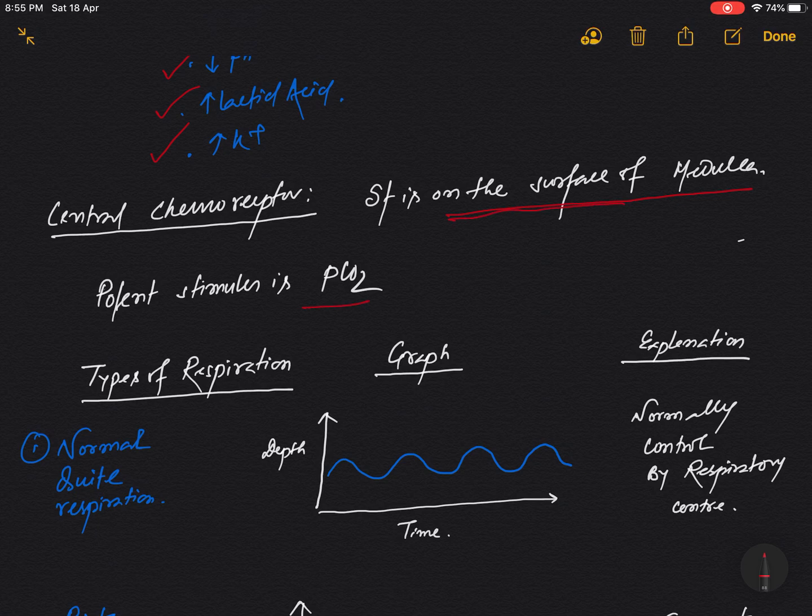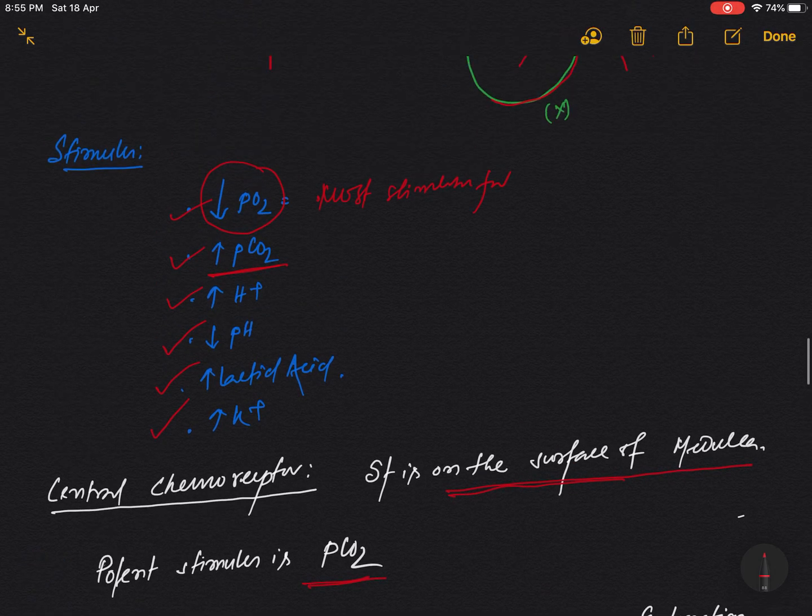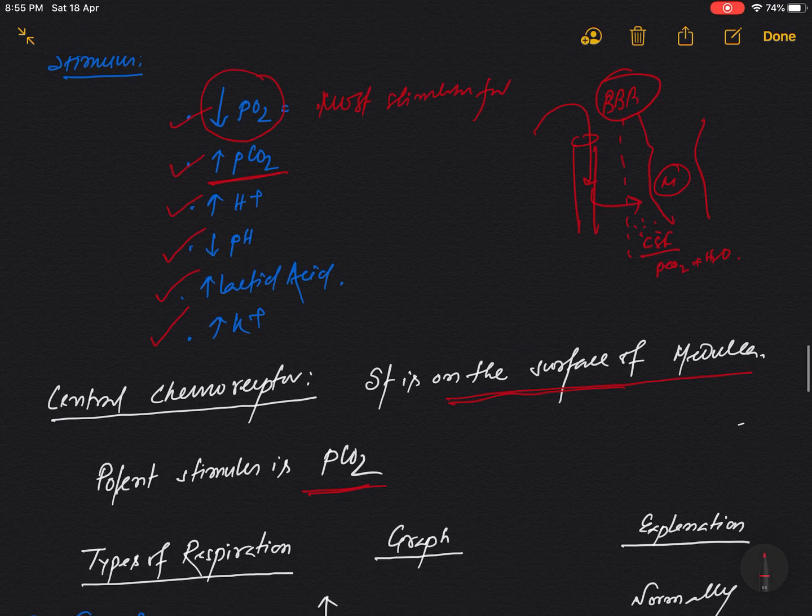The most potent stimulus is PCO2. So what happened here? This is the medulla, and if this is the blood vessels, there is a junction that is called blood-brain barrier. So PCO2 will cross the blood-brain barrier, and here in CSF the PCO2 will be converted to bicarbonic acid, that is divided into H plus ion and bicarbonate ion.